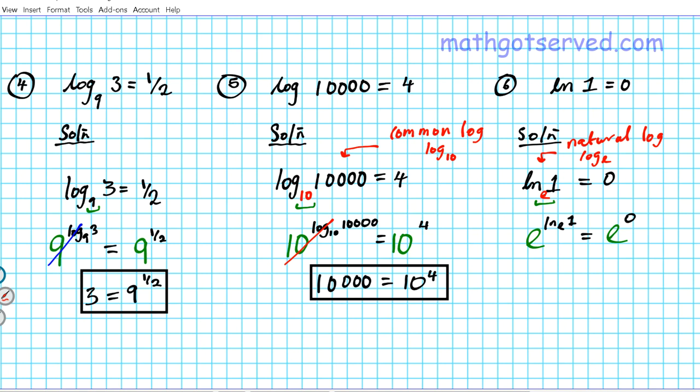On the left side of the equation, what do you notice? You have an exponent, and the power of the exponent is a logarithm with base e, the same as the base of the exponent. We can apply the inverse property of logs. Those two cancel out, and we have 1 is equal to e to the 0th power. Ladies and gentlemen, that is the exponential form of the logarithmic equation ln 1 equals 0.